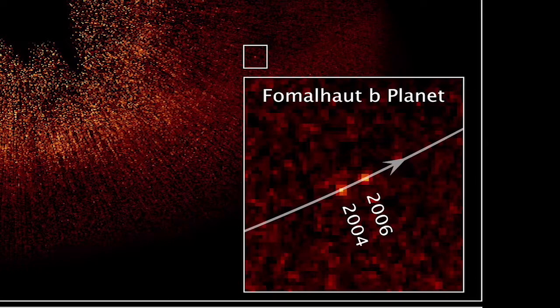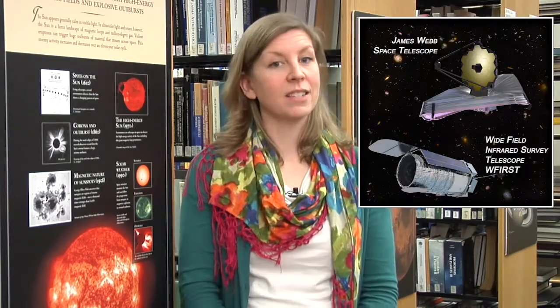We plan to use this method on future observatories, both ground-based and space-based. The space-based observatories we plan to use it on include the James Webb Space Telescope and WFIRST. And as we look at more and more exoplanets using coronagraphy, we'll learn more and more about our own solar system as we compare it to others.